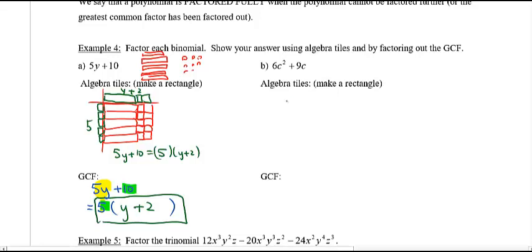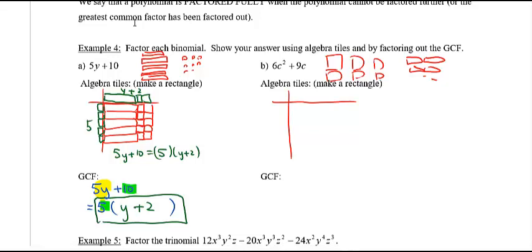Same thing with 4b. This time I have 6c squared. So the c squares are those huge rectangles. I have 6 of them. And I have 9 of these rods. That's what I have. Okay, 9 of them. So how can I rearrange these into a nice compact rectangle?